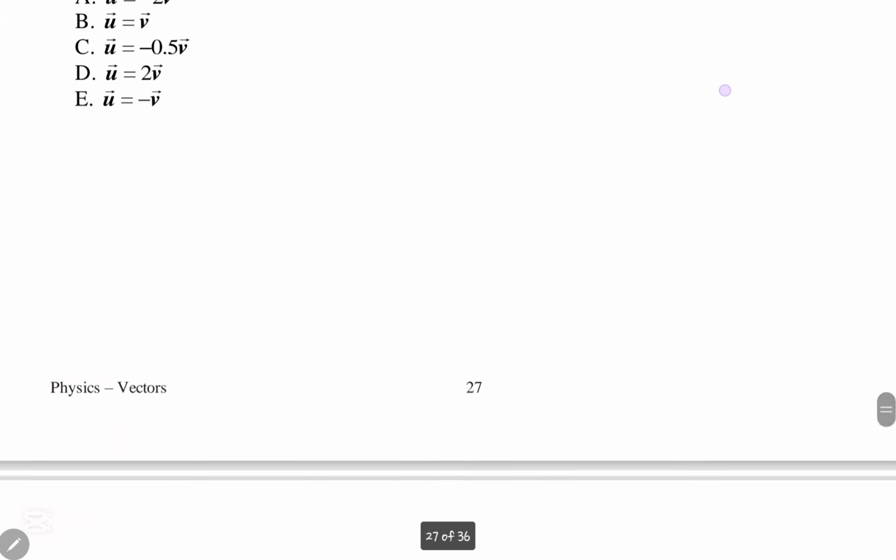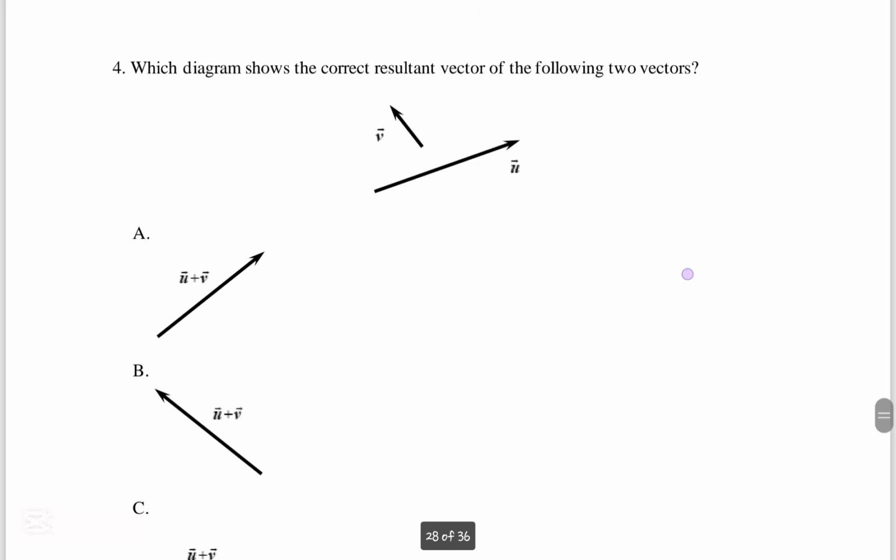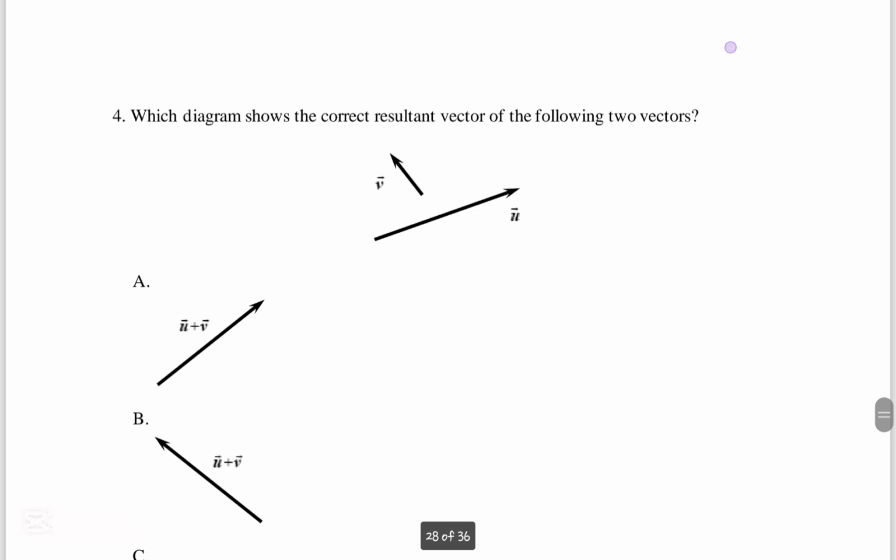Okay, we'll move on now to part 4. What does it say in part 4? It says which diagram shows the correct resultant vector of the two vectors. So how do we draw resultant vectors? First of all, we need to pay attention to something important. I have two vectors and they are not combined together. It's not going to work out like this. First of all, what I need to do is I need to redraw it, right? So this would be U, for example, and this would be V.